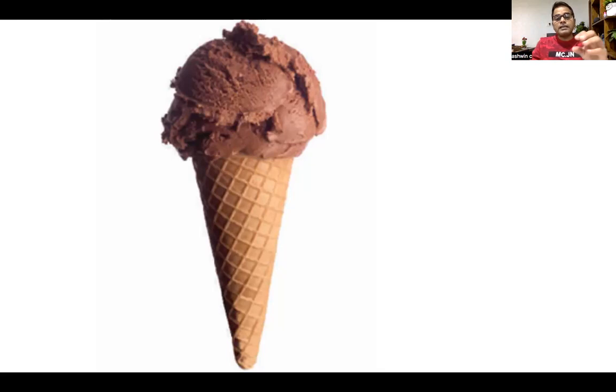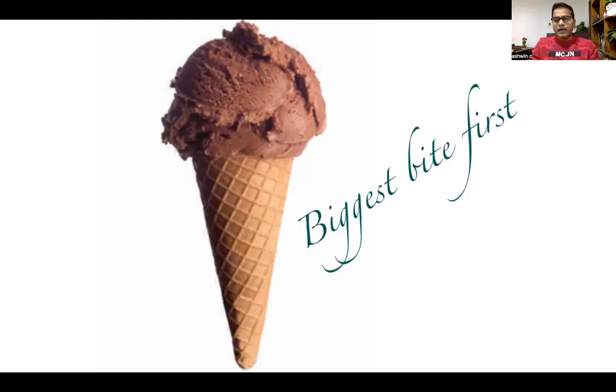So this is called the ice cream cone theory, according to me. You have to remember this ice cream always. Whenever you are entering the canal with rotary instrumentation, or the crown down technique you are following, you have to remove the coronal interferences first. So you have to prepare the coronal one third first. So take the biggest bite first.